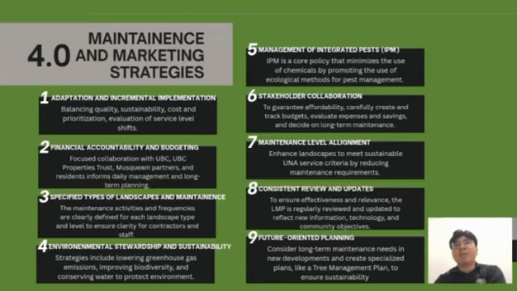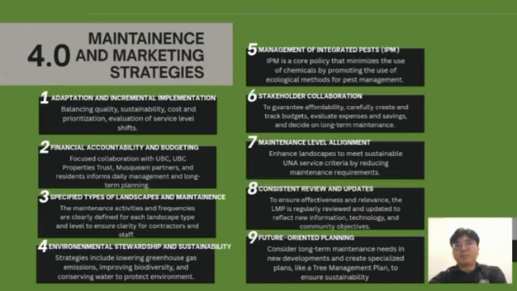decide on long-term maintenance. Number 7 is maintenance level alignment: enhance landscapes to meet sustainable UNA service criteria by reducing maintenance requirements. And number 8 is consistent review and update to ensure effectiveness and relevance. The LMP is regularly reviewed and updated to reflect new information, technology, and community objectives. And number 9 is future-oriented planning, which considers long-term maintenance needs in new developments and creates specialized plans like a tree management plan to ensure sustainability.